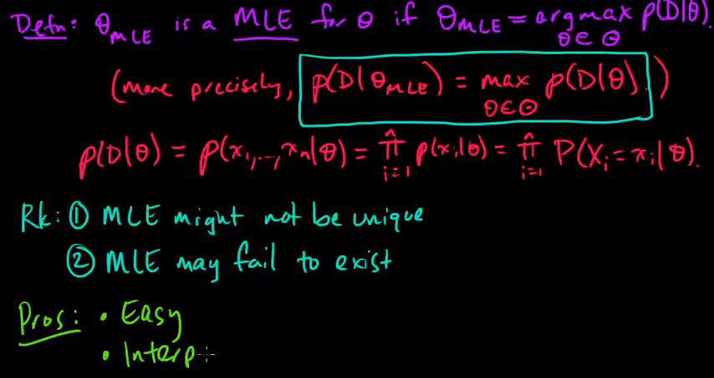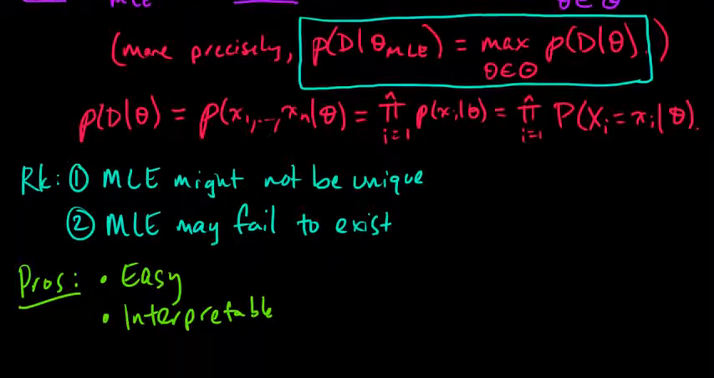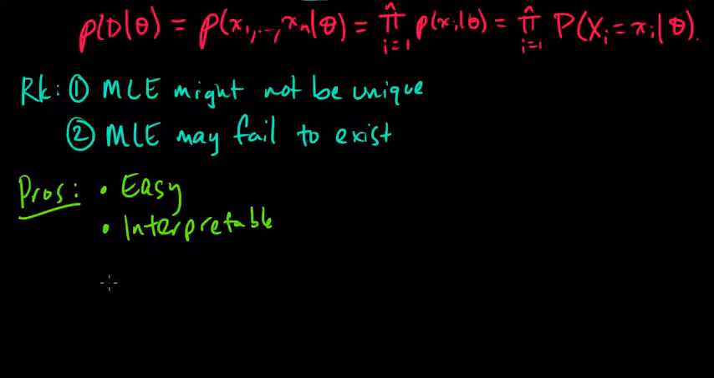And it's often interpretable. Many times, for example, for the mean of a normal random variable, it ends up being the sample mean. And so oftentimes it has a very nice, intuitive interpretation.